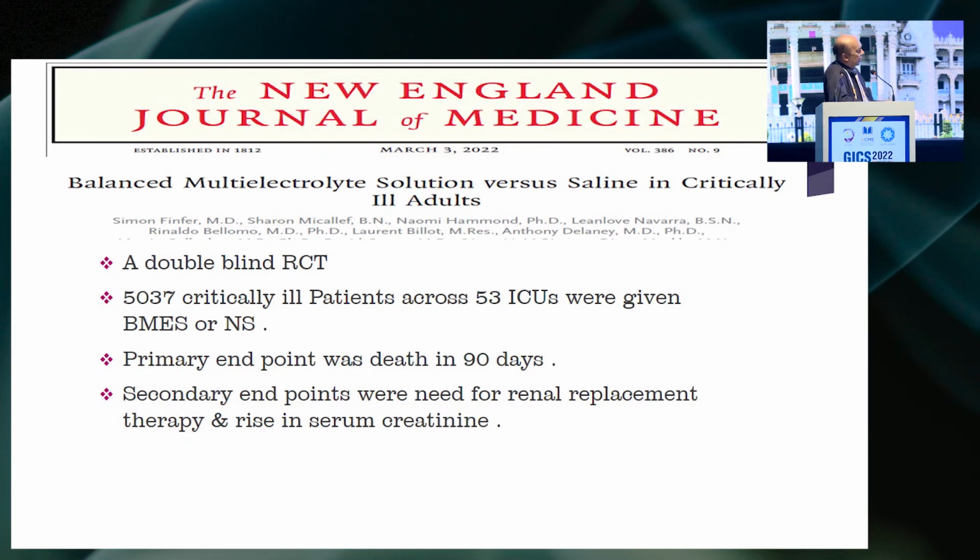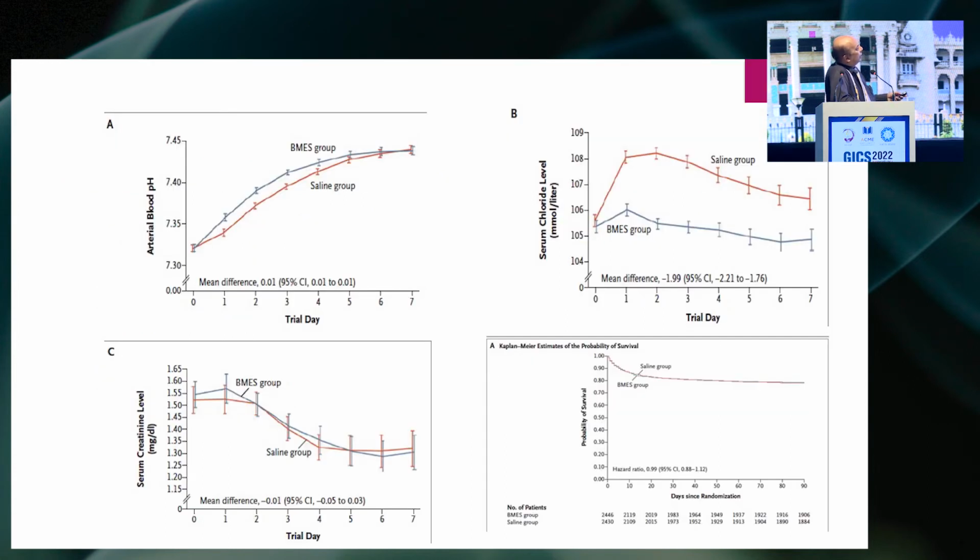The primary endpoint was death in 90 days, and the secondary endpoints were need for renal replacement therapy and rise in serum creatinine. You can see that arterial pH dropped in the saline group initially for the first 3-4 days, but it caught up. After 4-5 days, it did not make any difference. Serum chloride, of course, always remained high in the normal saline group.